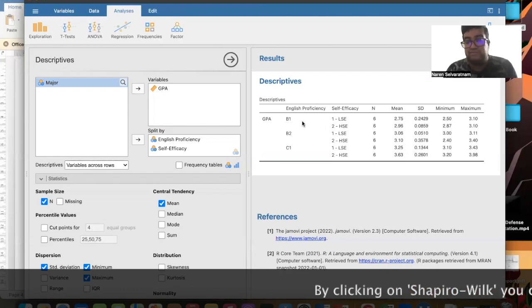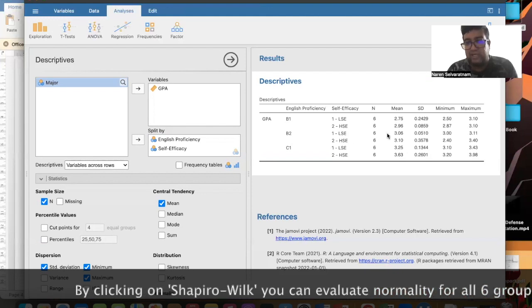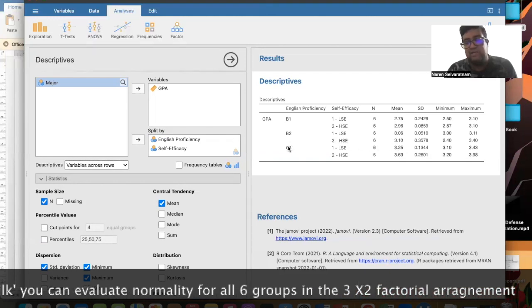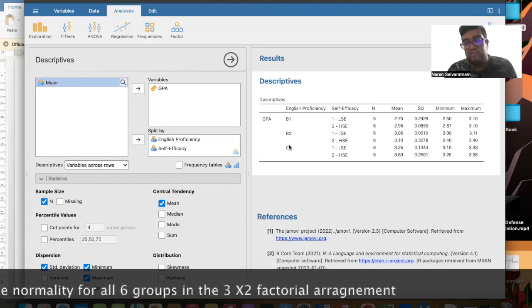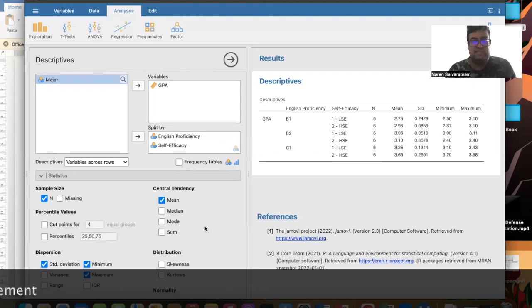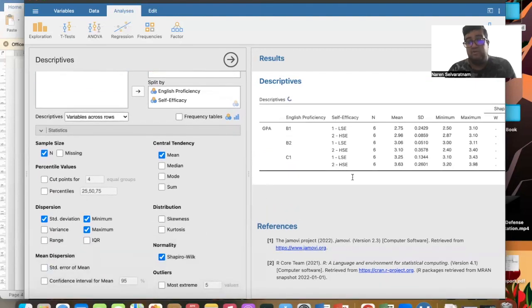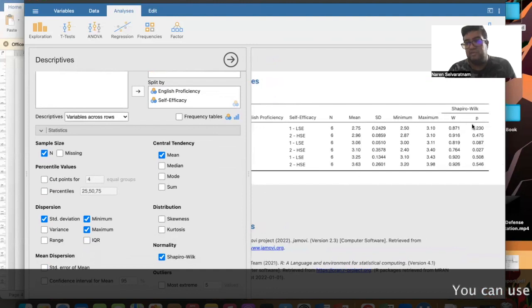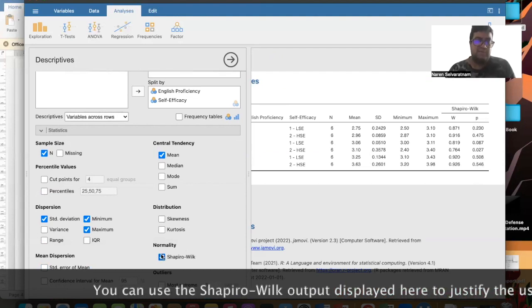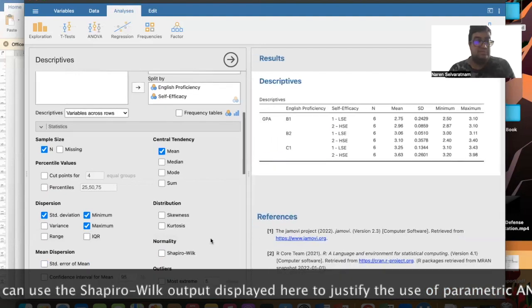And then B1, higher self-efficacy, there's a bit of an increment. B2, low self-efficacy, bit of an increment. B2, higher self-efficacy, there's an increment as well. So like we decided earlier, the highest GPA comes from C1 proficiency and higher efficacy, that is 3.63. There's the minimum and maximum values as well. And if you want, you can run Shapiro-Wilks for each one of these distributions as well. I think apart from everything else is well distributed, no issues. So maybe we can actually go ahead and run a two-way ANOVA for this, no issues.